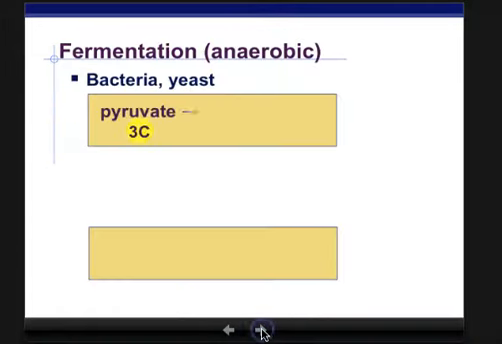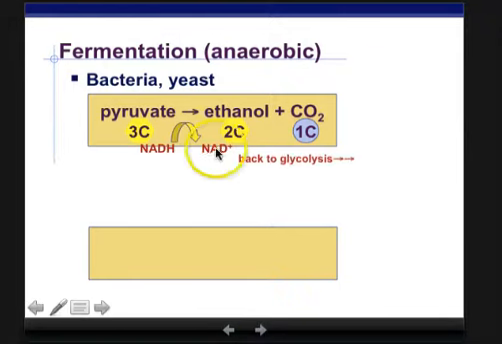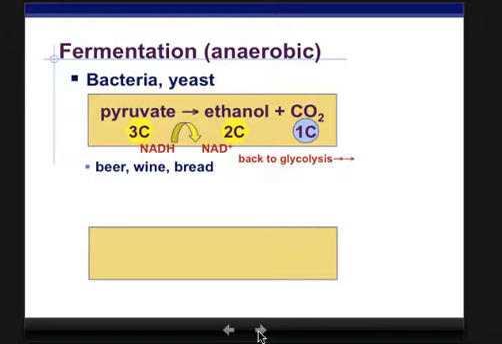So fermentation is done by bacteria and yeast. We take pyruvate, that 3-carbon sugar, and convert it to ethanol and carbon dioxide. And where does that NADH come in? Right there, it gets recycled and can go back to glycolysis. That's how we make beer, wine, and bread, by taking advantage of fermentation. When you are eating bread and you see all those holes in it, that's the carbon dioxide gas that comes off of the yeast after it's eaten the sugar.